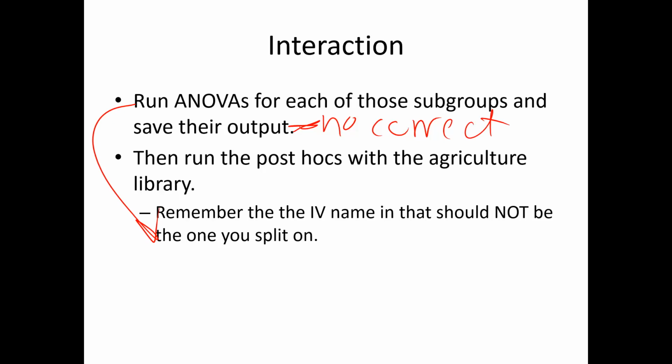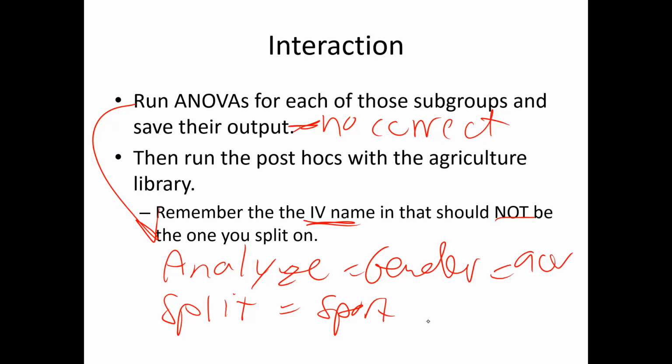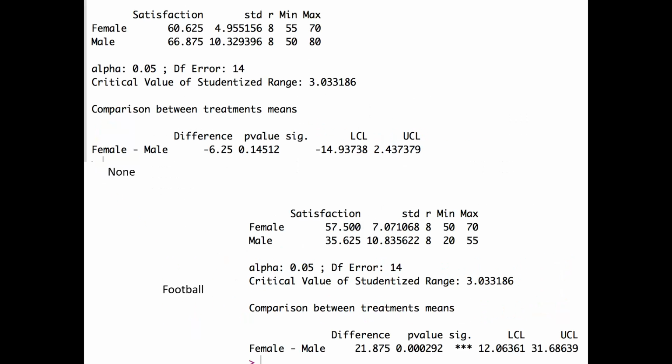Remember that the IV name should not be the split. So you are basically creating two variables. We're going to analyze based on gender to get a smaller number of effects, but we're going to split based on sport. So analyze is going to be my AOV, and split is going to be my subset. Keep those straight. You cannot split and then analyze. It will be very unhappy with you. So those are the answers here.